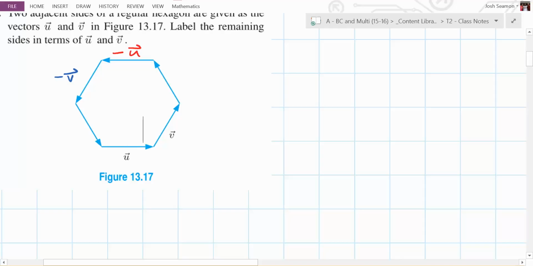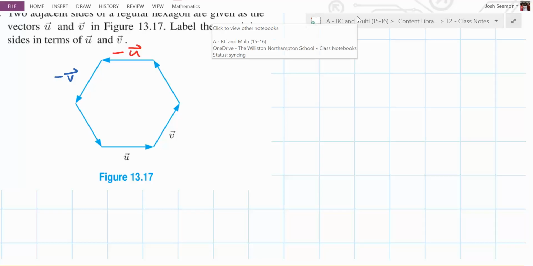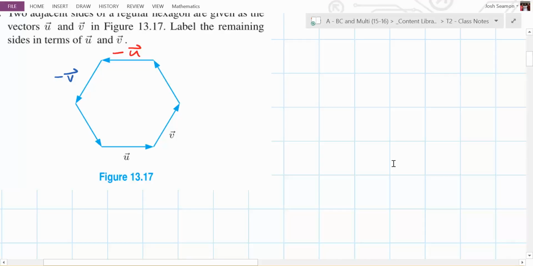So how about this one right here, the top right one? What's that one going to be? You can split up any hexagon into equilateral triangles by drawing diagonals. Correct, you can. So you can draw a diagonal if you want. If we wanted to move u and v around, how would we construct this one right here?